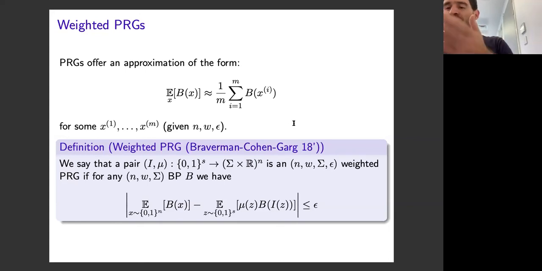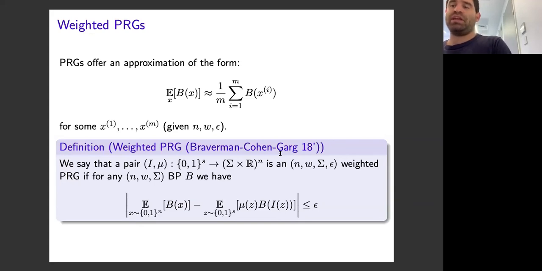And when you look at it, you say, well, why just consider a simple average? Why not consider a weighted average? And this is exactly what Braverman, Cohen, and Garg did. This turned out to be useful for them, very useful.